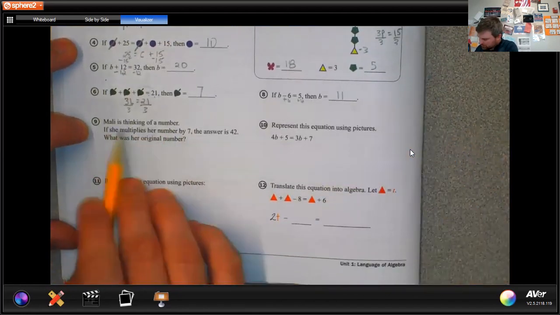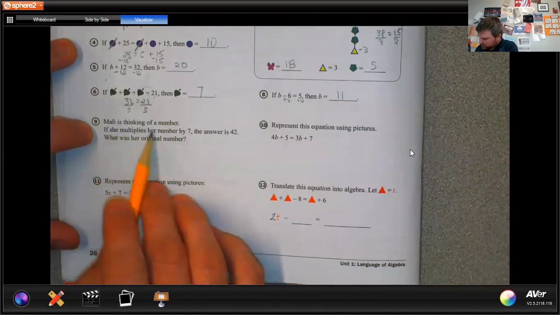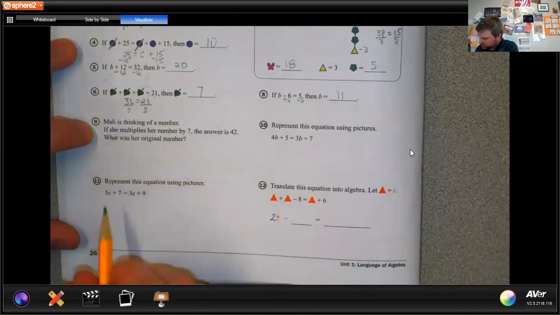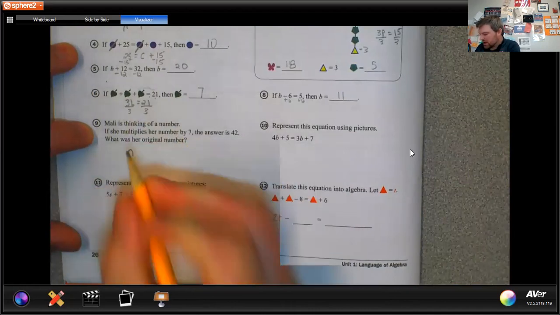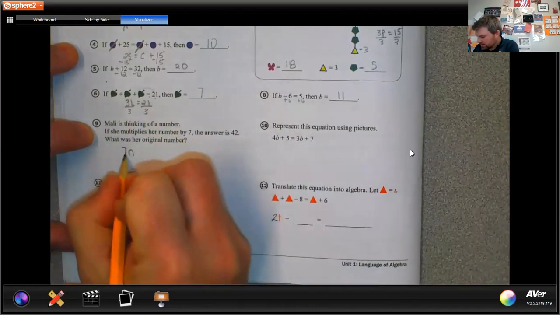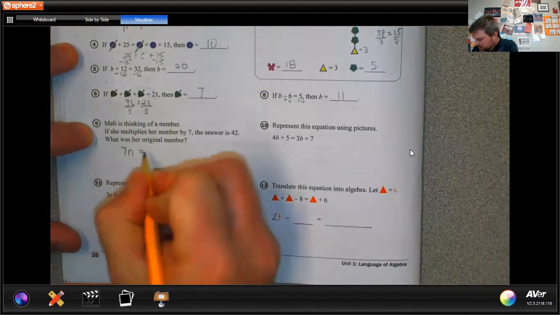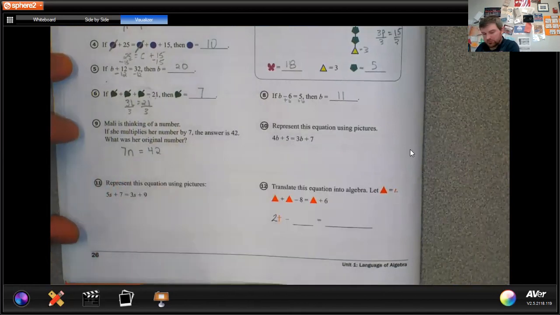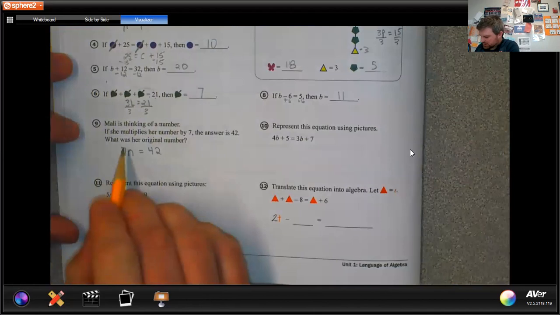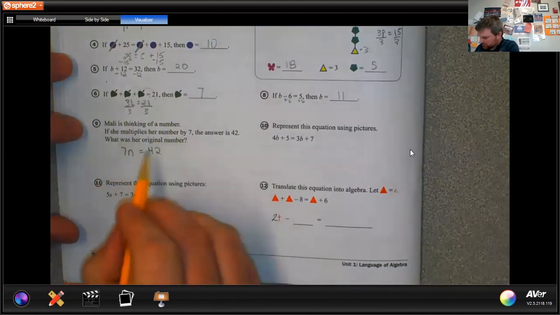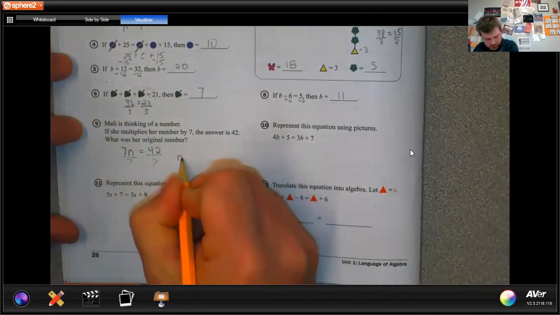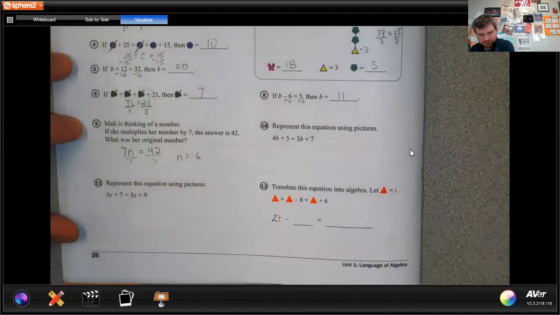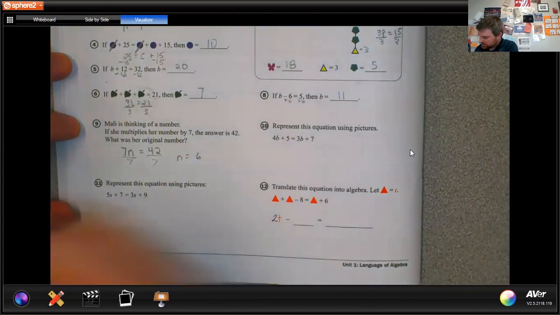Miley is thinking of a number. If she multiplies her number by 7, the answer is 42. So let's say she's thinking of a number n. She's going to take that number and she multiplies it by 7. And then when she's done, she gets 42. So that's what this sentence is saying. Okay, now to find her original number, we just divide by 7. And her original number would be 6. Okay, because 7 times 6 is 42.